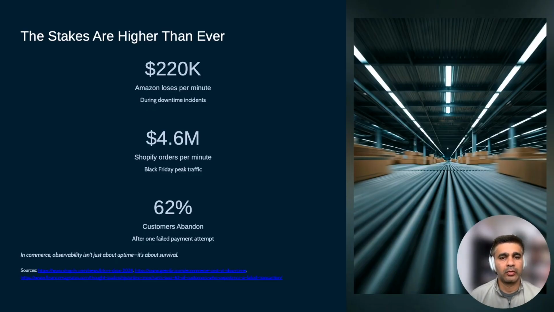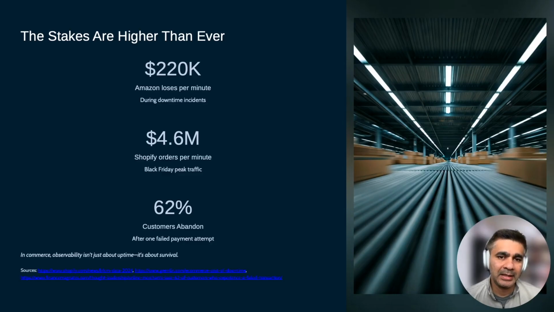Shopify processes around 4.6 million in orders per minute during Black Friday peak traffic. Imagine the pressure on their engineering teams. Every second of degraded performance could cost millions. And here's perhaps the most sobering statistic. 62% of customers abandon their purchase after just one failed payment attempt. They don't retry, they don't call support, they just leave. And many of them never come back.